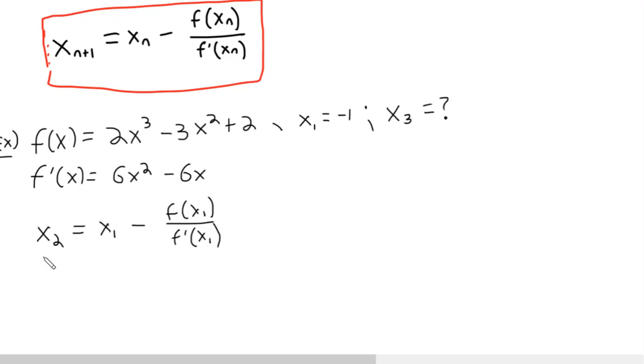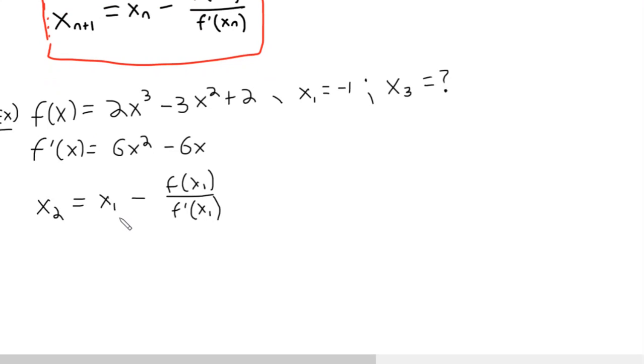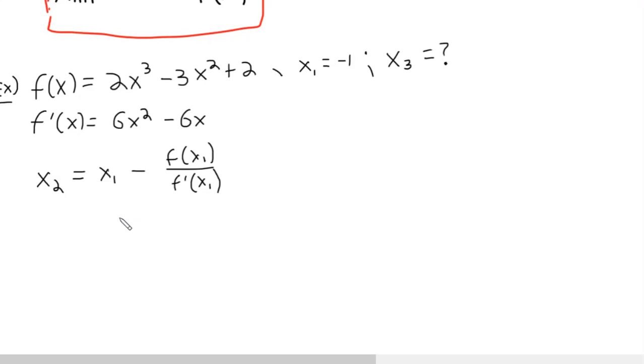And you could see here, if I wanted x sub 3, then I'd use x2 minus f of x2 over f prime x2, and so on and so forth. If I wanted x4, then I'd use x3 in my formula. If I wanted x5, then I'd use x4 in my formula, and so on. So let's calculate what x2 is.